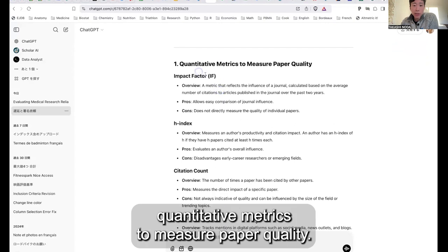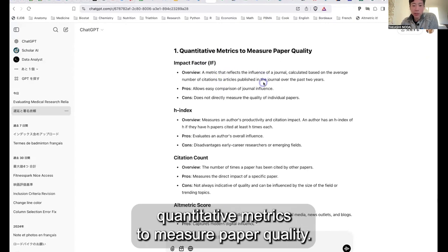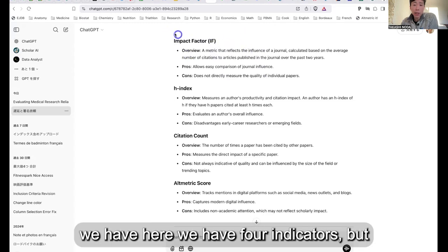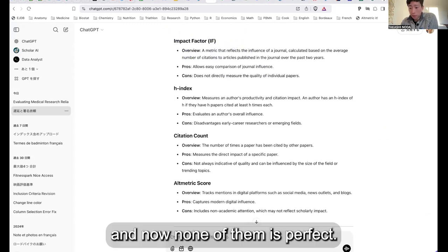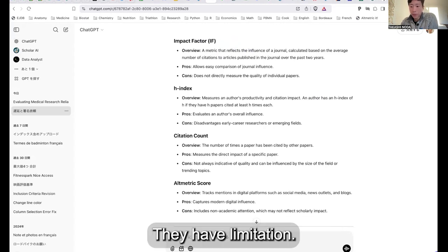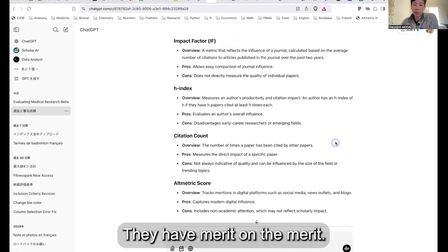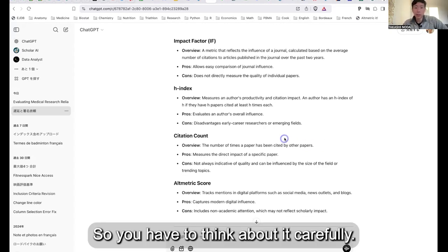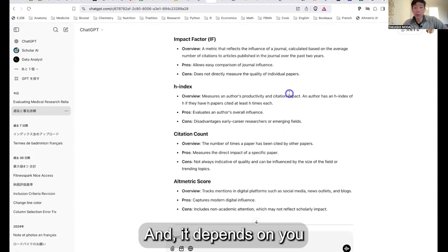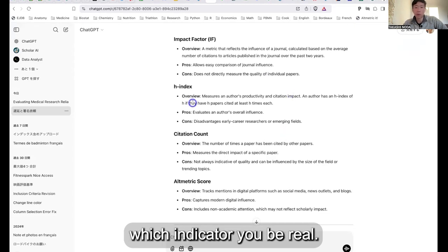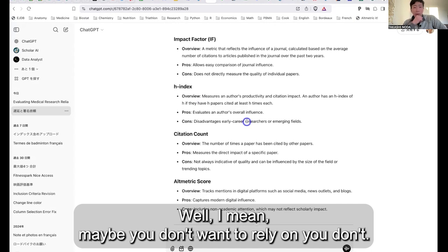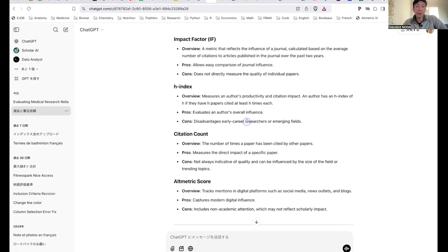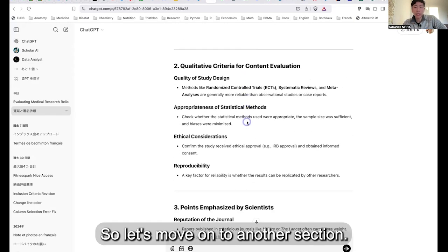So these are the quantitative metrics to measure paper quality. So you know that we have 4 indicators, but none of them is perfect. They have limitations. They have merits and demerits. So you have to think about it carefully, and it depends on you which indicator you rely on. Well, maybe you cannot rely on them; you just consider them to some extent. So let's move on to another section.